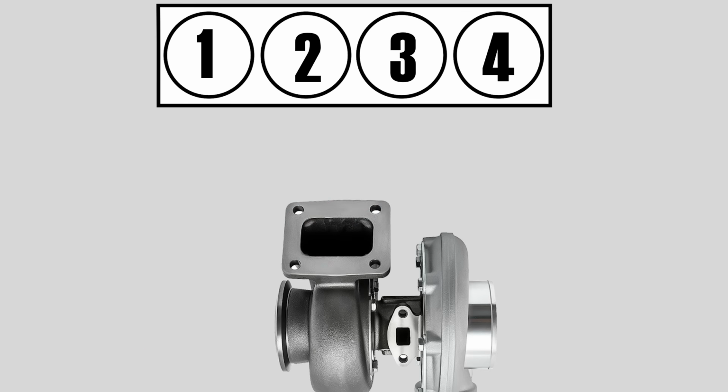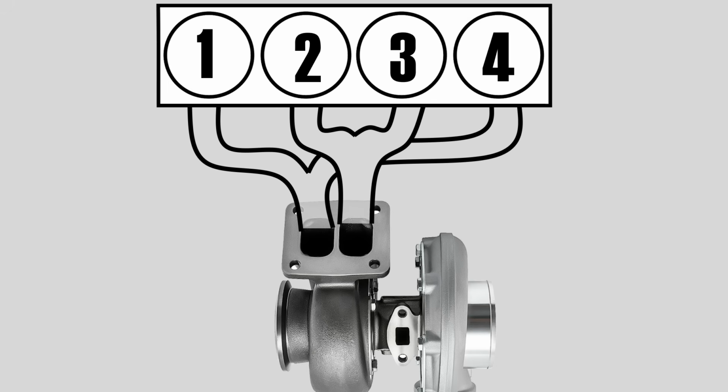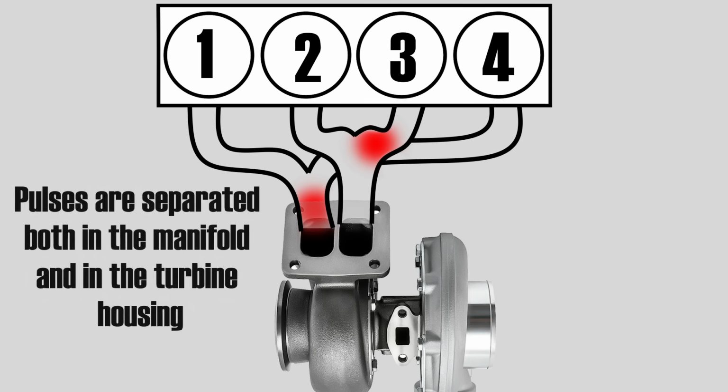With a twin scroll setup, we separate the cylinders. This separation of cylinders extends from the exhaust manifold into the turbine housing. In other words, each pair of cylinders gets its own scroll and entry point. This means that we double the time between exhaust pulses in an individual scroll, which eliminates the possibility of the pulses mixing and interfering with each other. We also increase the speed of the gases, which positively impacts spool up.